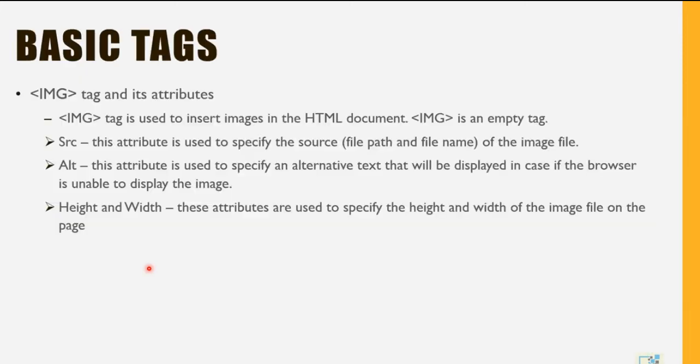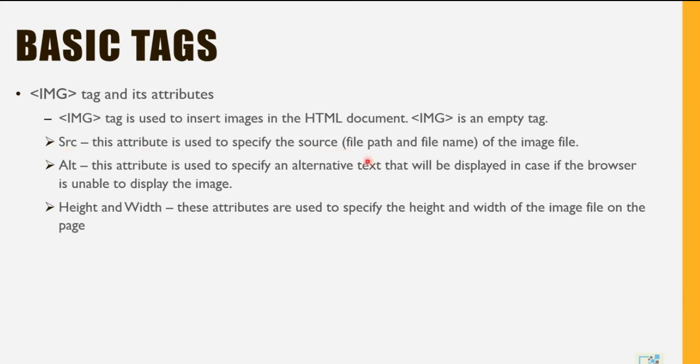Now let us discuss image tag and its attributes. Image tag is used to insert images in the HTML document. Image is an empty tag. SRC is the first attribute. This attribute is used to specify the source of the image file.